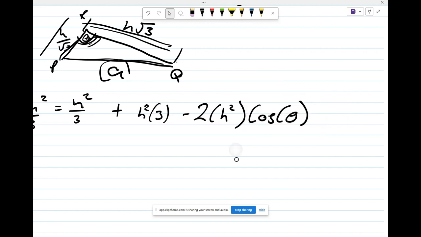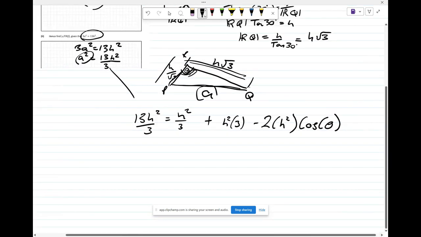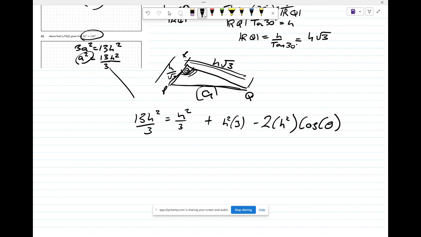Okay, we're getting somewhere. So now everything's in terms of h squareds. So why don't we bring everything with h squareds over here and then leave everything with thetas over there. So 13h squared minus h squared over 3 minus 3h squared, plus 2, oh no, sorry, I can't do that yet, because this is tacked on to the cos, it's multiplied, is equal to minus 2h squared cos theta.